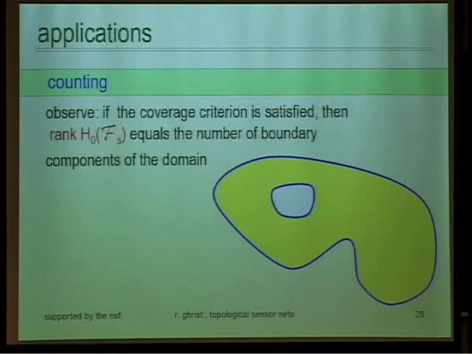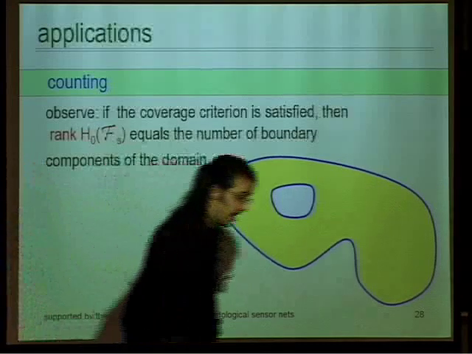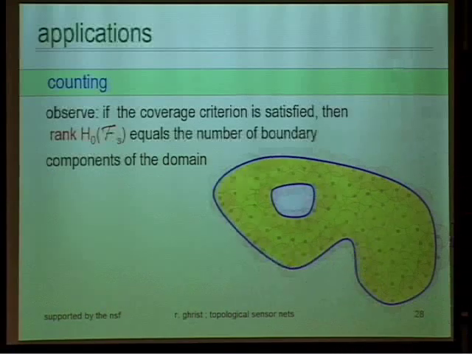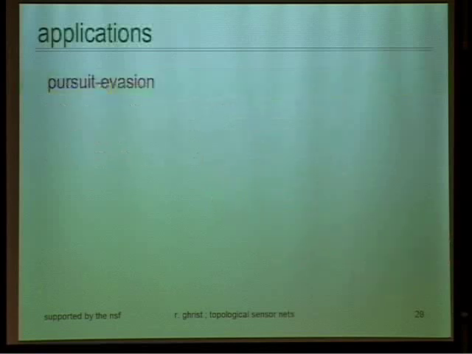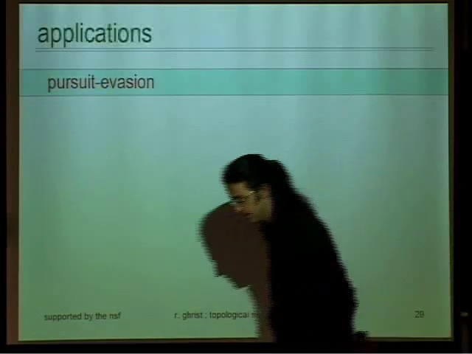So, if you just do simple-minded kinds of things, you're not going to get an accurate count unless you have coverage. If you do have complete coverage, then you just need to compute the rank of the zero-dimensional homology of the fence subcomplex, and that will tell you how many boundary components are sitting inside of there. And that's something that might be helpful.